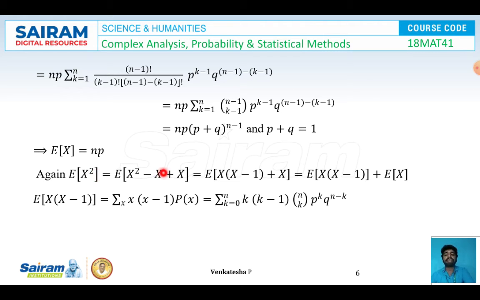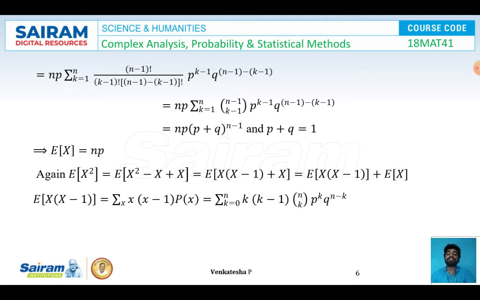So I got the equation like this, and from the first two terms I'm taking one x variable common factor. So I got expectation of x into x minus 1 plus x, and expanding this expectation I got expectation of x into x minus 1 plus expectation of x. So now I'm going to find the value of only expectation of x into x minus 1, because already we got the value of expectation of x as n into p. So for that, I'm going to consider expectation of x into x minus 1. This will be equal to summation of x into x minus 1 p of x.